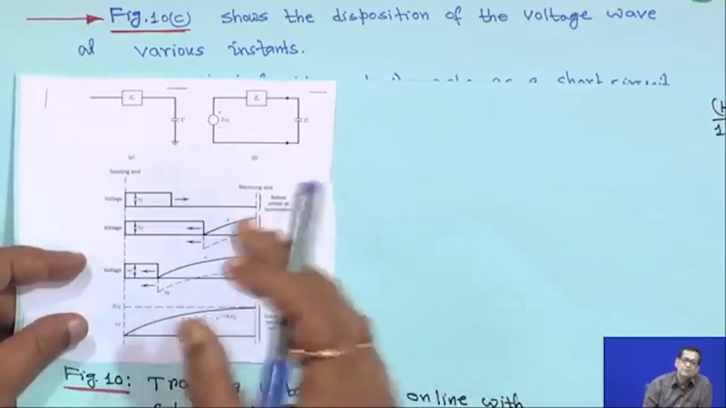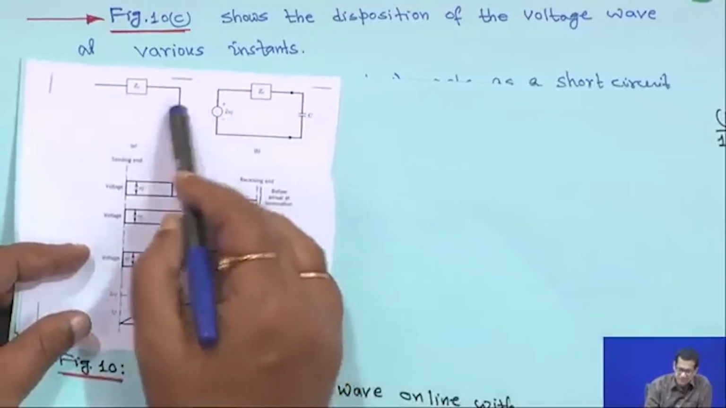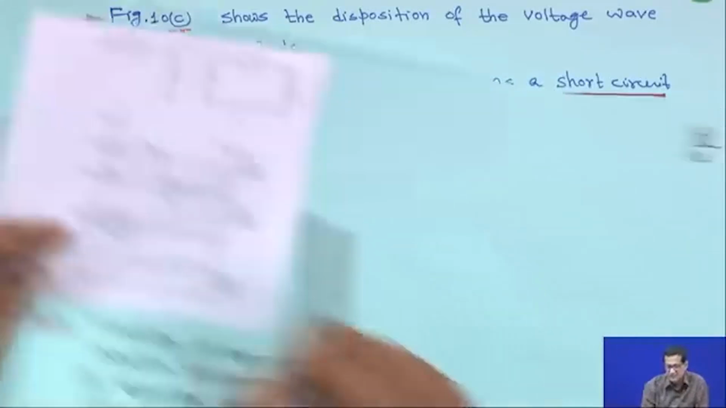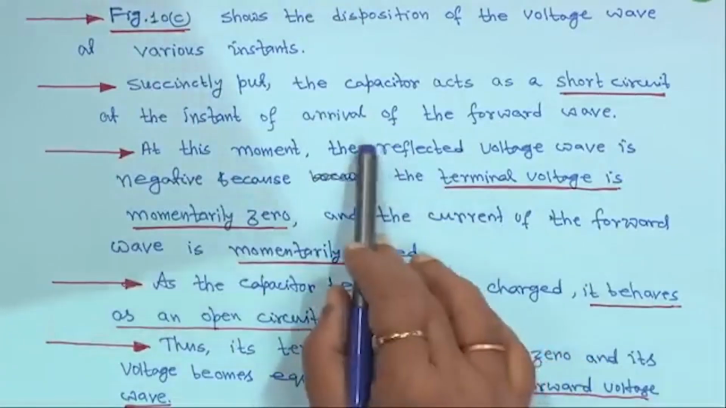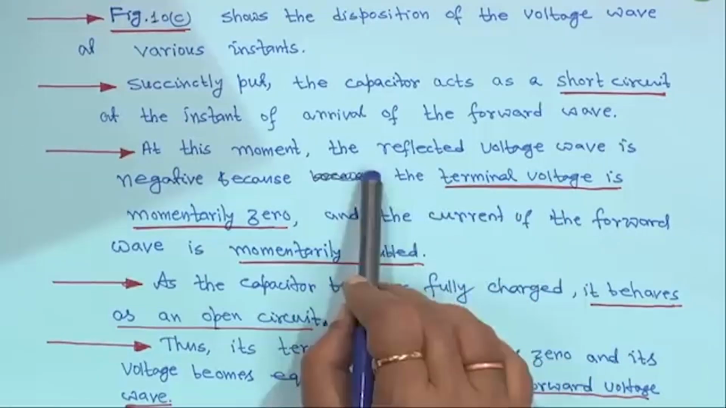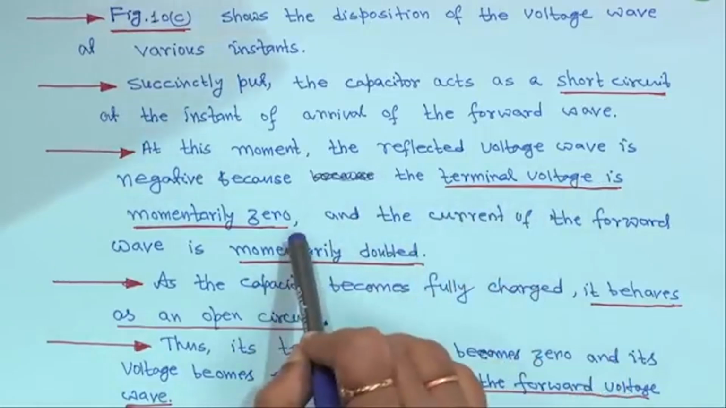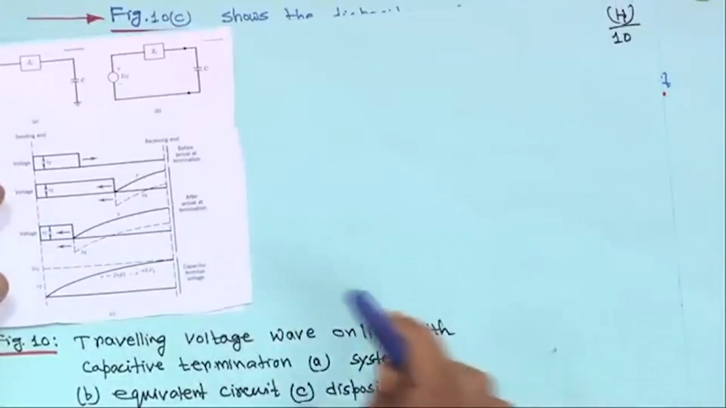So, it takes time to reach the receiving end, but as soon as it reaches the receiving end, the capacitor will behave like a short circuit. So, at that instant of arrival of the forward wave, the reflected voltage wave is negative, because the terminal voltage is momentarily 0.